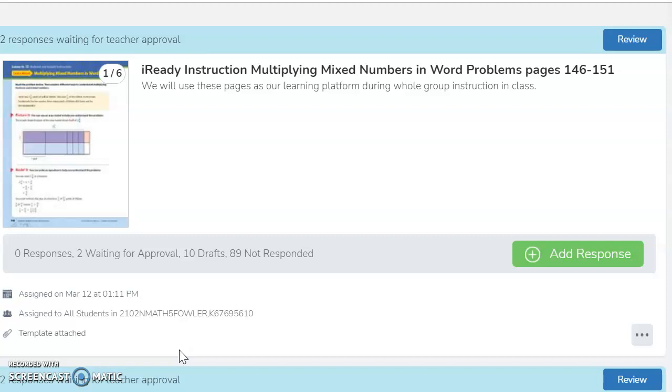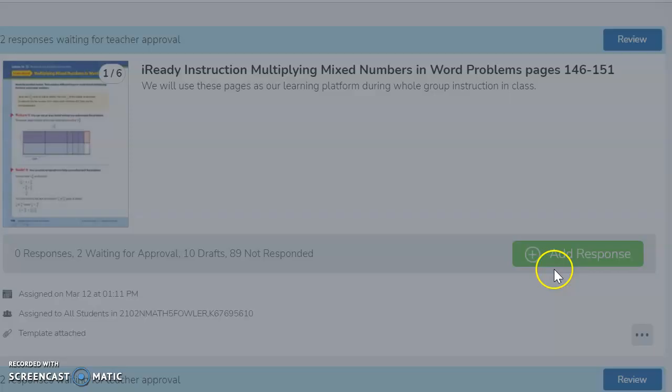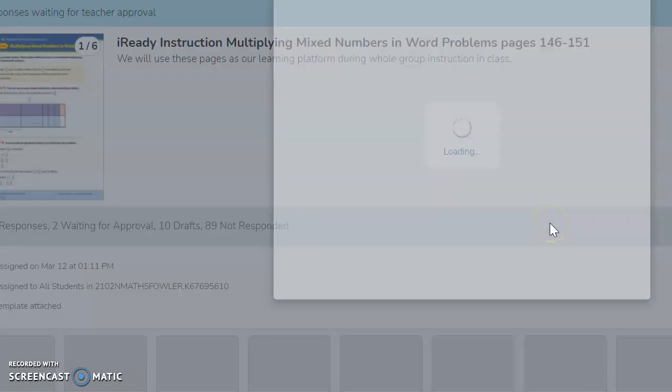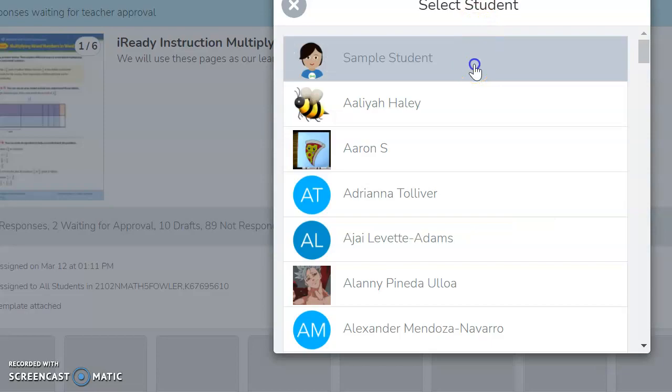Friends online, you're in Seesaw. You're looking for iReady instruction, multiplying mixed numbers and word problems, pages 146 to 151, and you want to click Add a Response. And Ms. Fowler always goes in as the sample student.